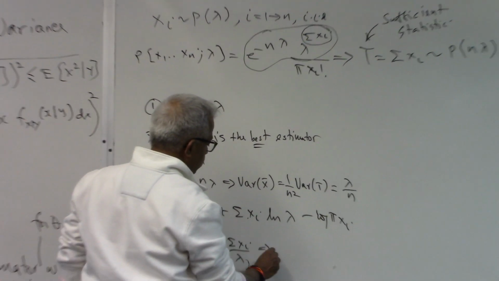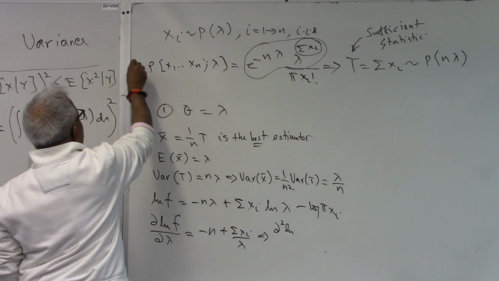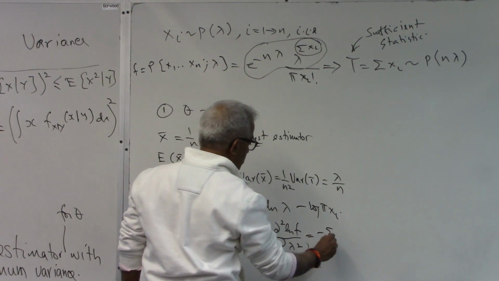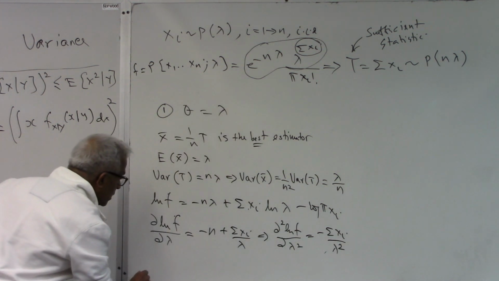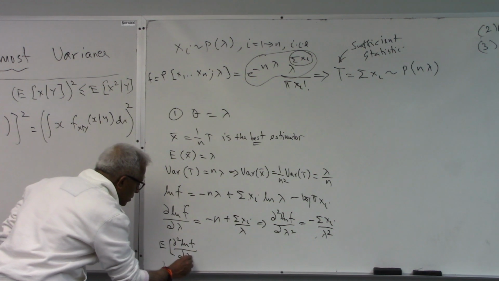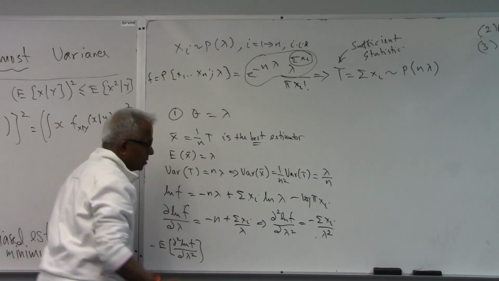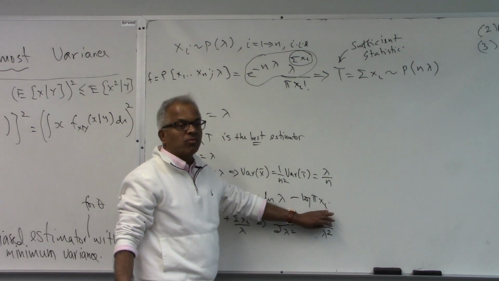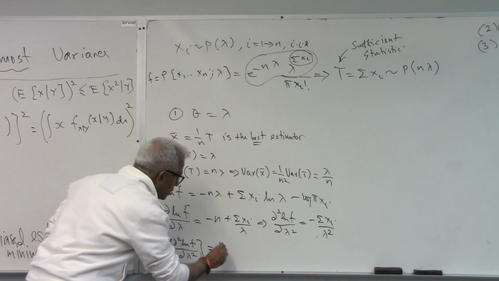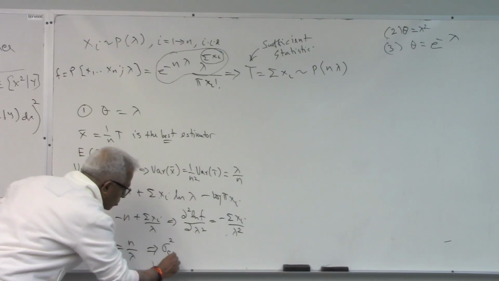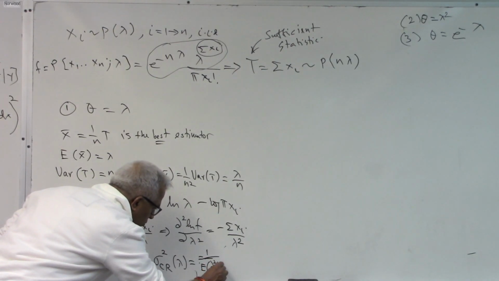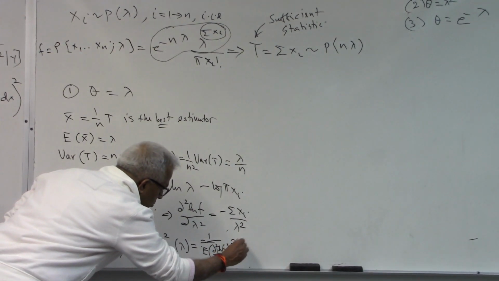So I'm going to take the second derivative. So that's going to be minus sigma xi over lambda squared. So let me take the expected value of that. So the expected value of d squared log f over d lambda squared with a minus sign is... What is the expected value of the numerator? Anybody? N lambda. Lambda will cancel, so you will get n over lambda. So the Cramér-Rao bound for lambda is minus 1 over the expected value of d squared log f over d lambda squared. So that will turn out to be lambda over n.